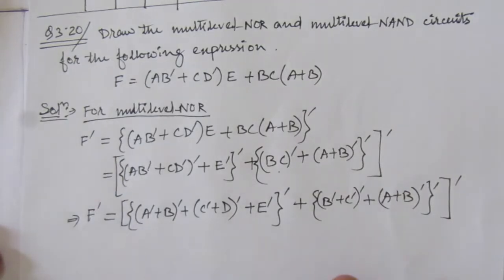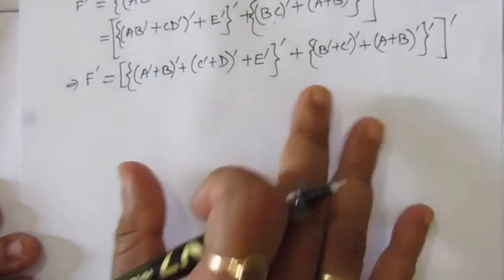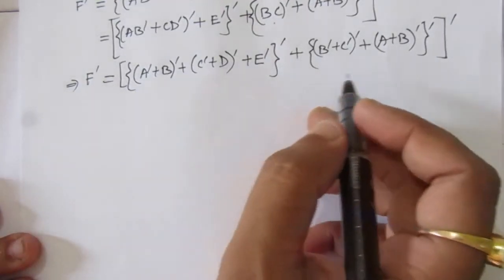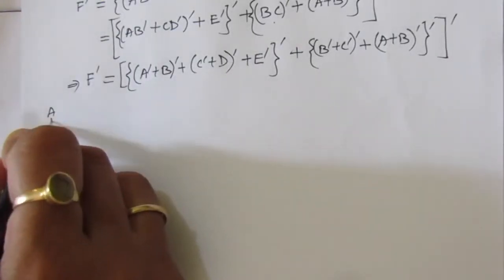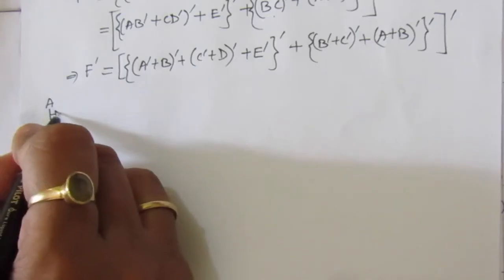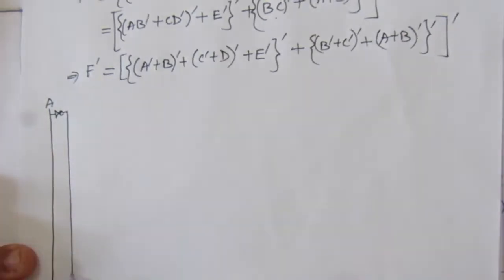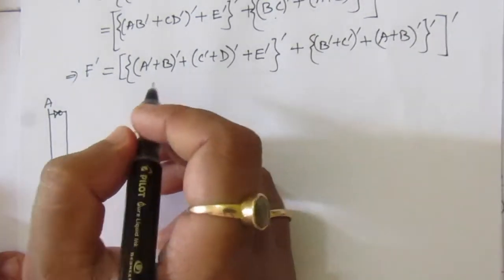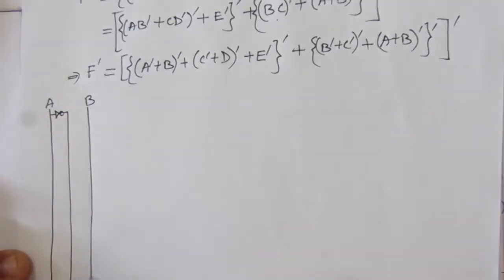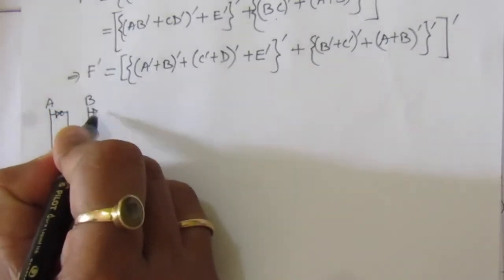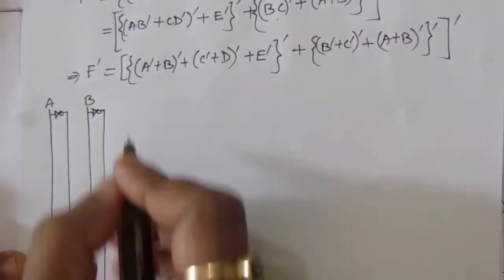Now let us draw this function. We will draw the logic diagram. We have five input variables A, B, C, D, and E. So this is the input A. Then we use an inverter here and find A bar. Then we have B, and B bar is also there. This is the line for input B, and we use an inverter and get B bar here.